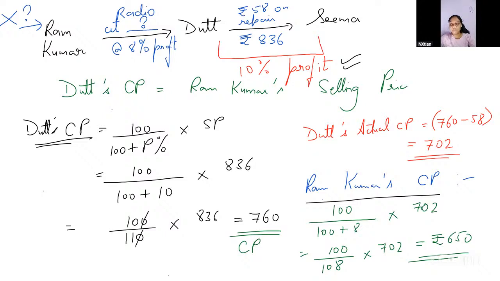If the question is changed and asks you to calculate at what cost price Ram purchased it, first you calculate the selling price of Ram, and then using that selling price of Ram Kumar, you will calculate the cost price of Ram. Now tell me, did you understand or not? Yes, ma'am. Can you give us a question like this? Yes, I'll give you a question like this.